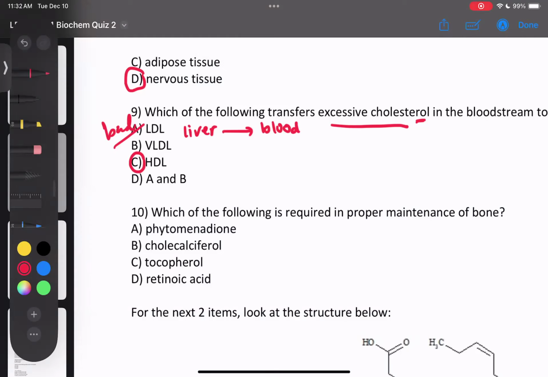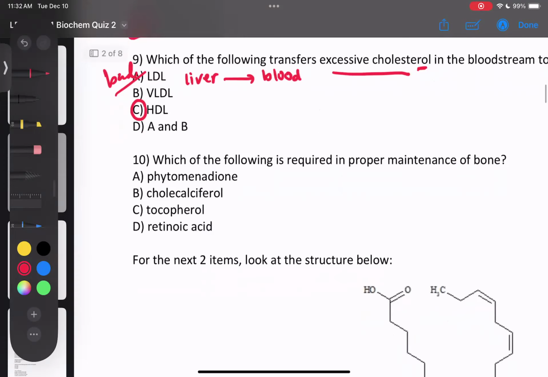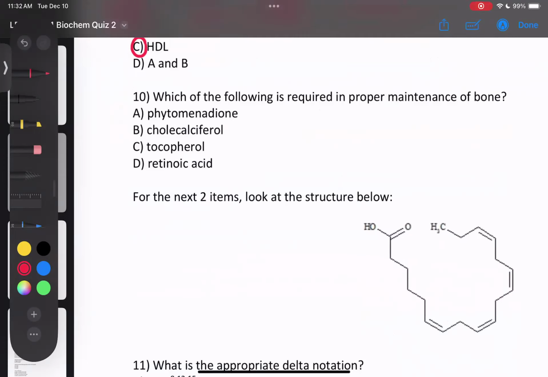That is why statins, which prevent cholesterol synthesis, are perfect for reducing LDL. Stuff like that is based on your fundamental understanding of these lipoproteins. 10. Which of the following is required in proper maintenance of the bone?